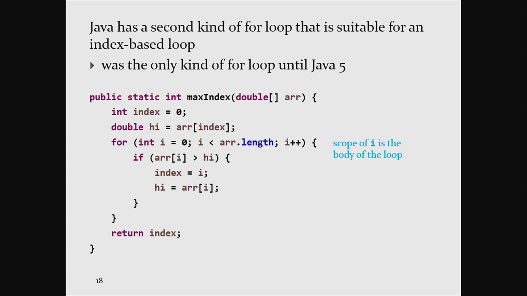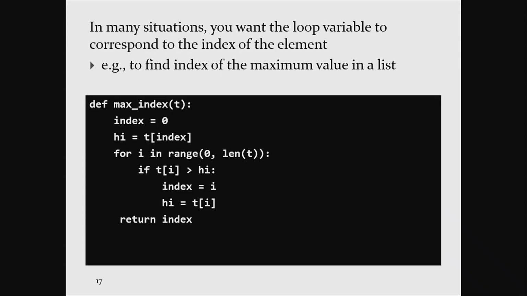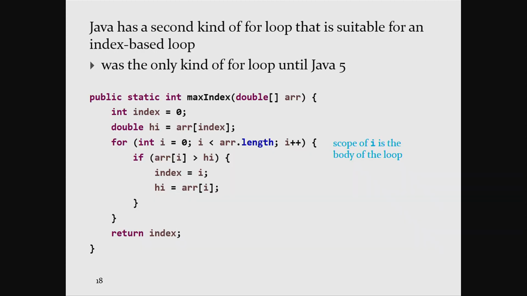Now, if you want to do this, Java has another kind of loop that lets you do this. Java doesn't have a range. This looks like a function in Python, for i in range, but that's actually not a function. In Python, you're actually making a range object, and the range object knows how to count from 0 up to the length of t minus 1. That's actually a constructor call in Python. So Java doesn't have that. Java doesn't have range objects.